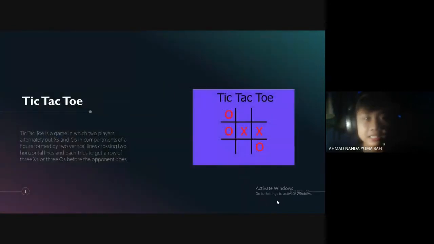And the first is tic-tac-toe. Tic-tac-toe is a game in which two players alternately put X's and O's in compartments of a figure formed by two vertical lines crossing two horizontal lines, and each tries to get a row of three X's or three O's before the opponent does. I think all of us know the rules of this game. The first player will choose O or X, and then the next player will choose against the first player, O or X, and then it will create a new algorithm for this. This is the example.